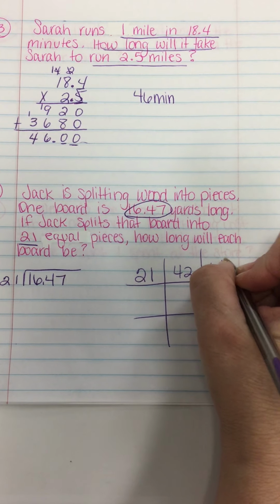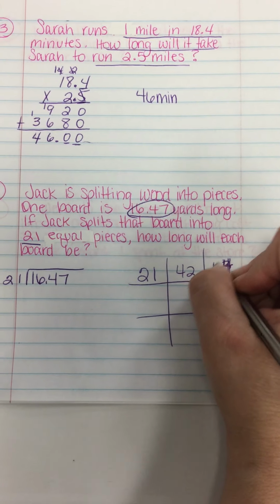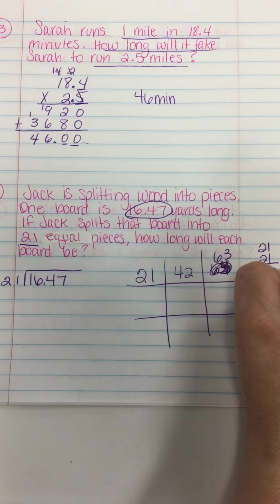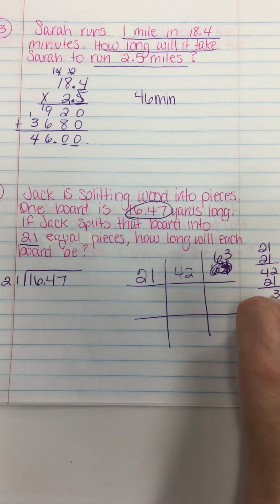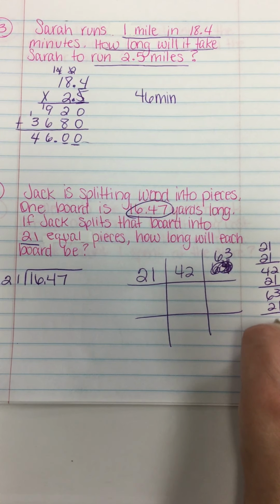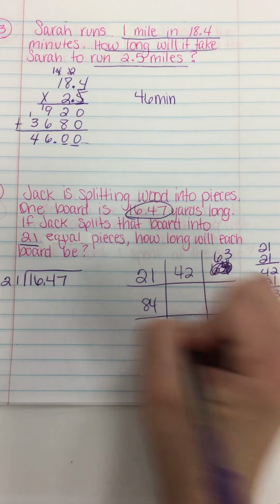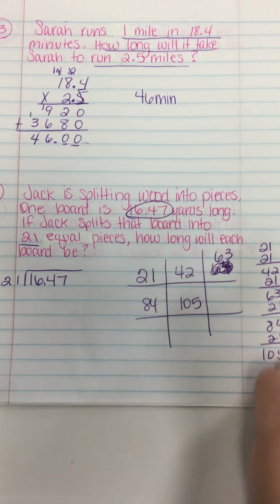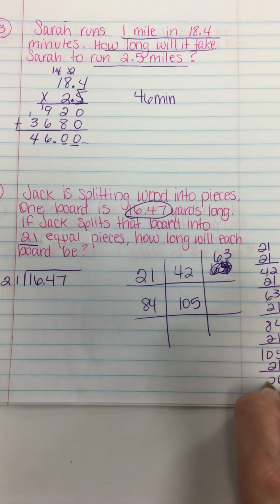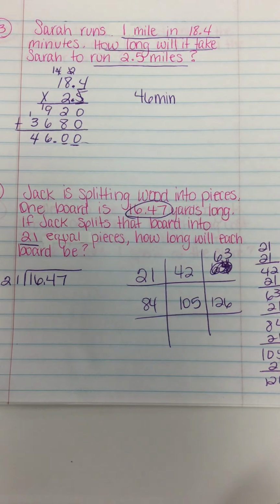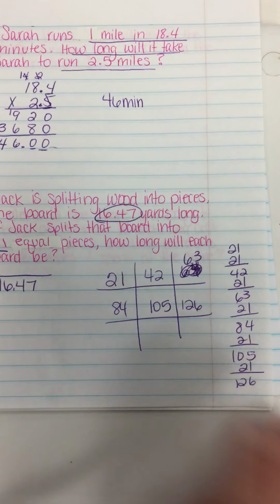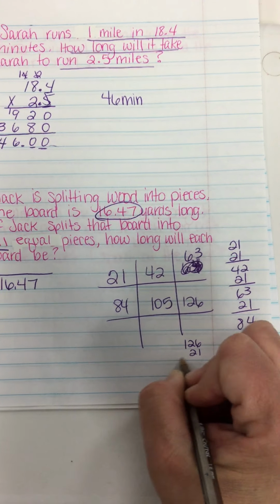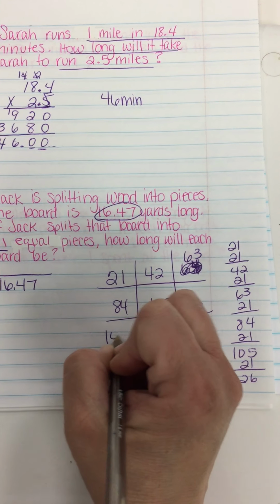Right? No, it'd be 64. So, no, 63 is right. Sorry. So, 21 plus 21 is 42. Plus 21, I was right, is 63. Plus 21 is 84. Plus 21 is 105. Plus 21 is 126. So, remember, you're just making your tic-tac-toe board based on your repeated addition. So 126 plus 21 is 147.